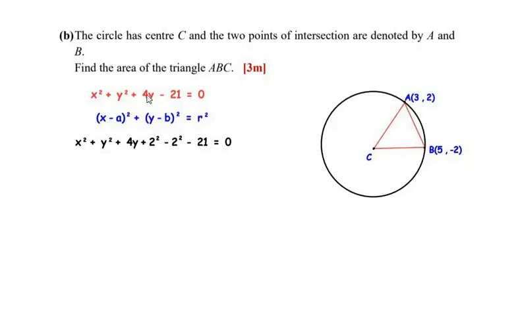Now we are going to take the coefficient of y, which is 4, and divide it by 2, giving us 2. Now we take the square of 2 and we add it and we subtract it, giving us plus 2 square minus 2 square minus 21 equal to 0.